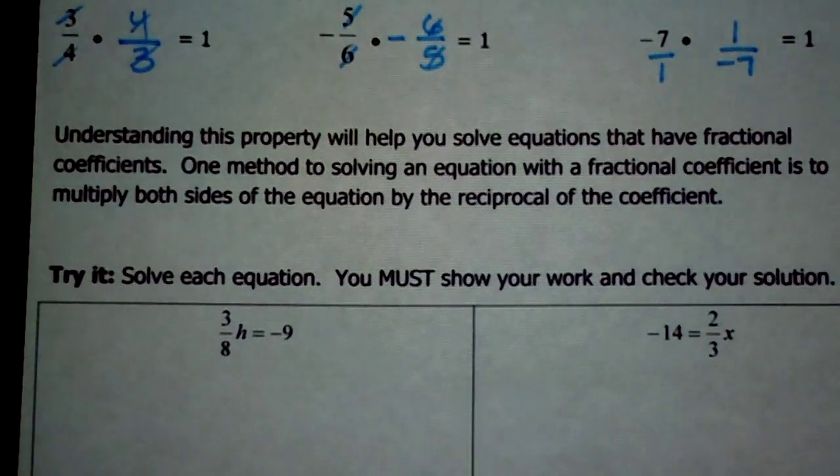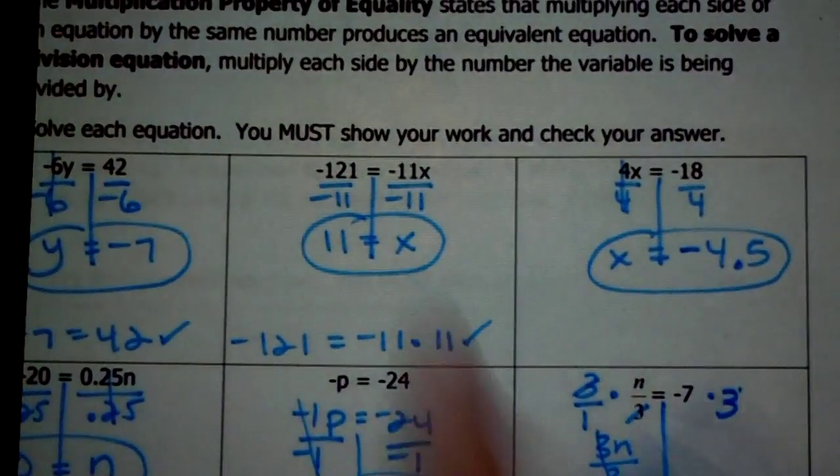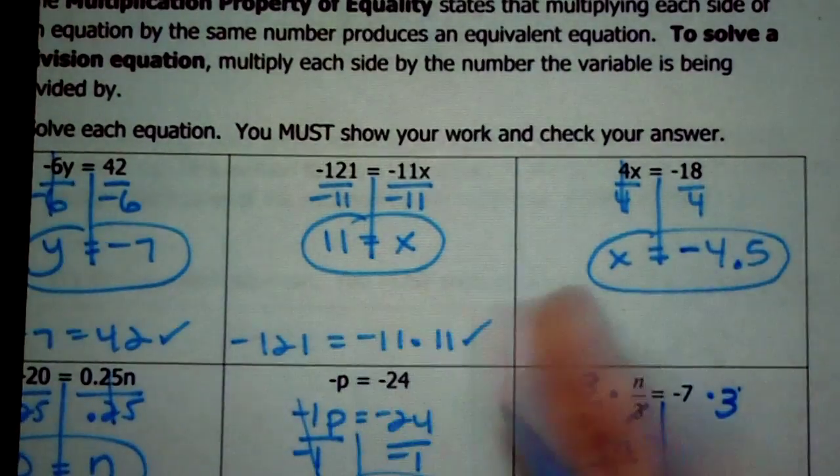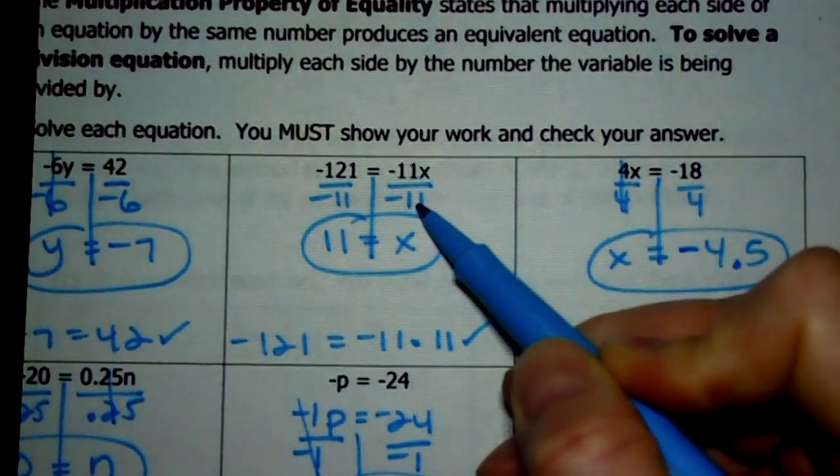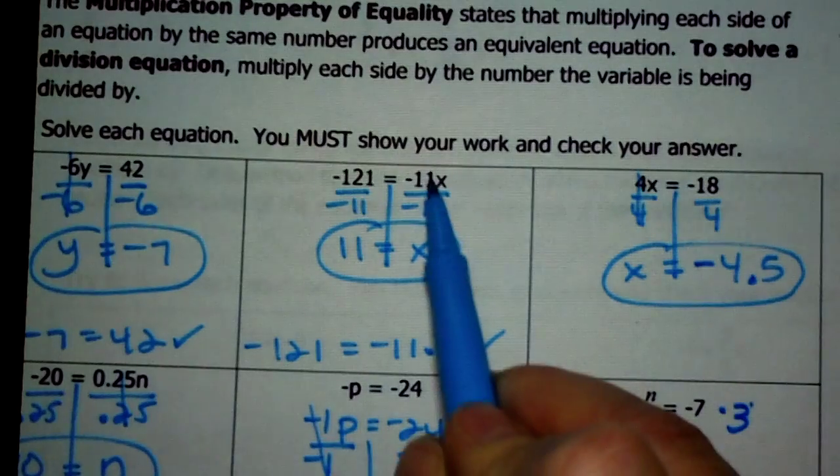One method to solving an equation with a fractional coefficient is to multiply both sides of the equation by the reciprocal. Because when we solved our multiplication equations, we ended up dividing the number by itself to get 1. For example, I'll kind of flip back really quick because I have these right in front of me. For this equation right here, I divided -11 by itself because that gave me 1x.